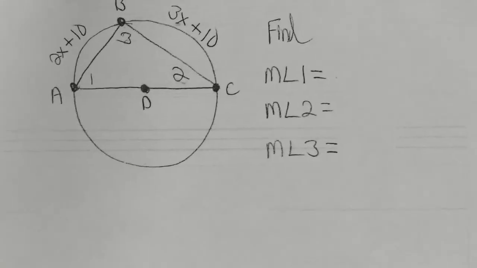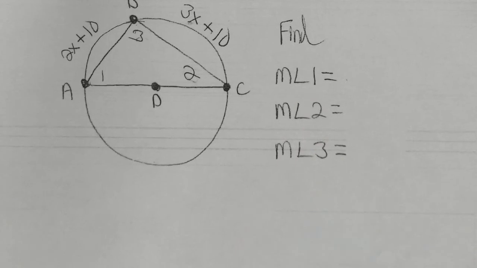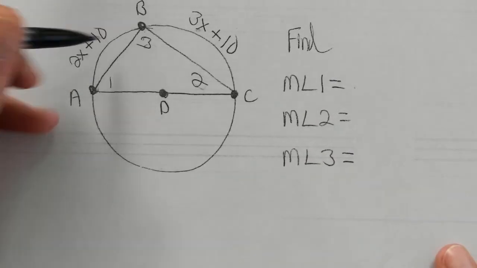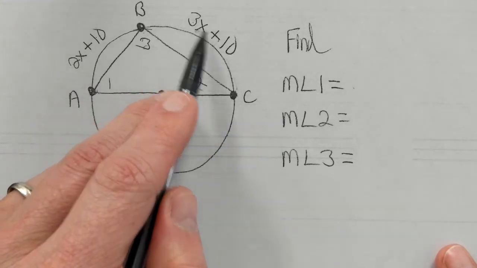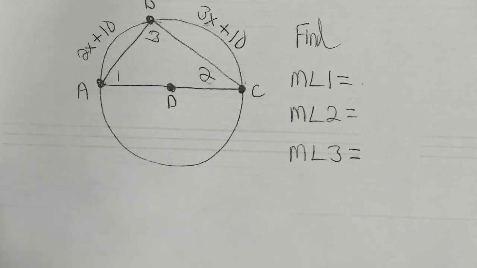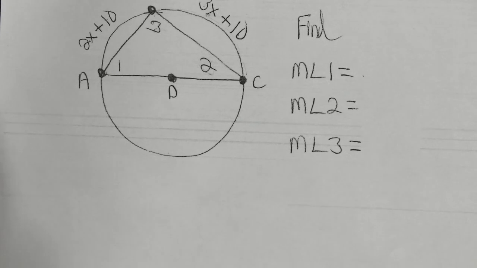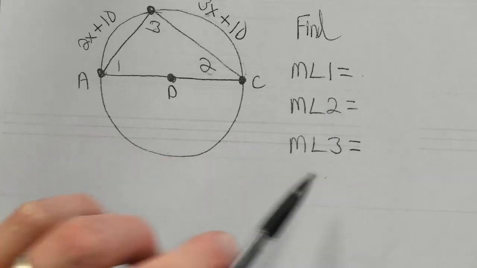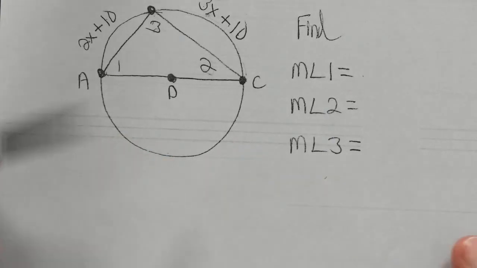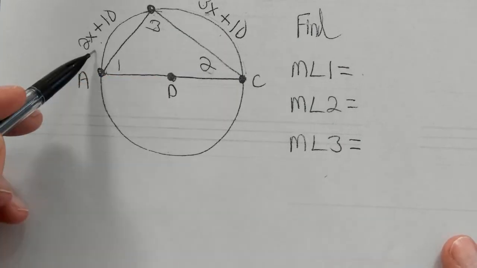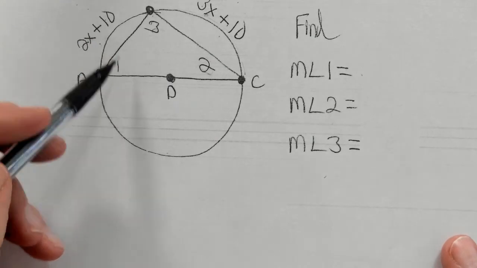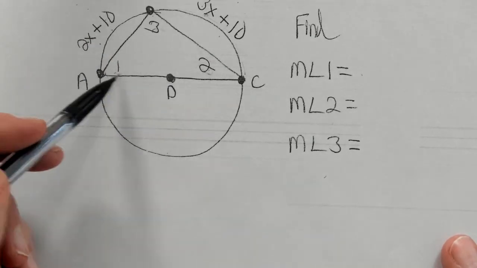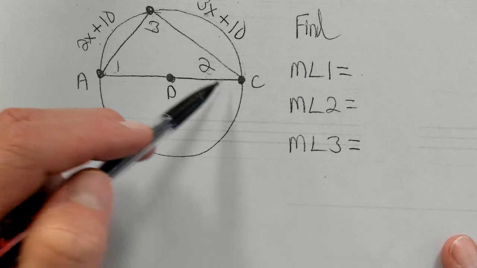Okay, so the next thing that we come to is a problem like this where it asks us to find the measure of angle 1, 2, and 3. They've given me this arc is 2x plus 10. They've given me this arc is 3x plus 10. Based on that, I need to see if I can figure out the measure of angle 1, 2, and 3. Now, the first thing that I need to do is see if I can set up an equation that I can use to solve for x that will allow me to get these two arcs, and then I can use the fact that these are inscribed angles and half the arcs.